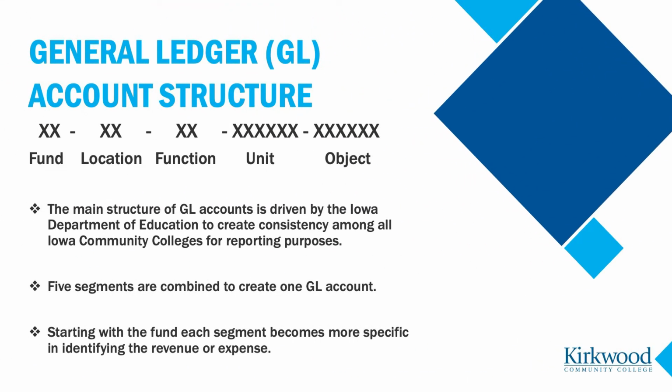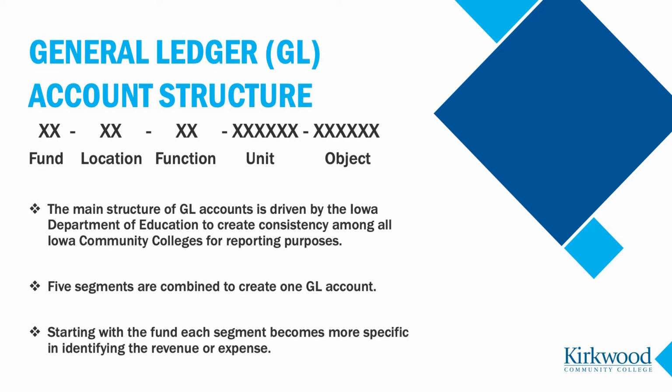Let's move on to the makeup of our GL accounts. The Iowa Department of Education determines the main structure to create consistency among all community colleges for reporting purposes. This structure requires our accounts to be made up of 5 segments, those being fund, location, function, unit, and object. Starting with the fund, each segment becomes more and more specific in identifying the revenue or expense we are recording.